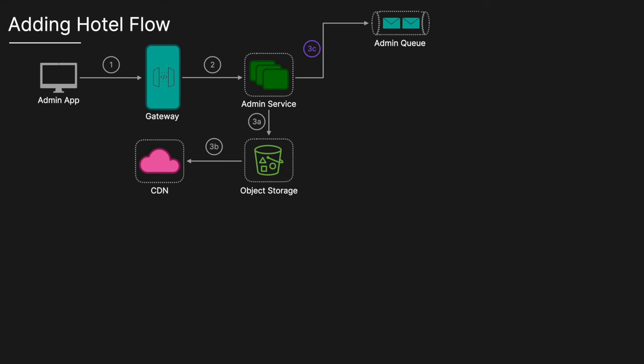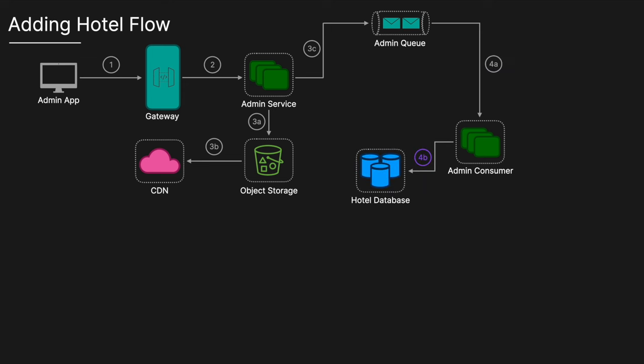The admin consumer is a background worker service which is horizontally scaled and listens to the Kafka topic and pulls messages from that admin queue. It will then begin a transaction in a relational database, so Postgres or MySQL, and will then insert that data into the appropriate tables, so hotels, room types, amenities, etc. And so using a relational database will provide us with strong ACID guarantees. So atomicity, consistency, isolation, and durability, which are crucial for transactional operations like hotel additions. And if it's successful, the transaction will then be committed.